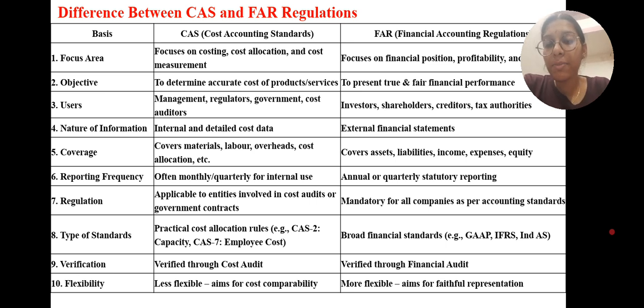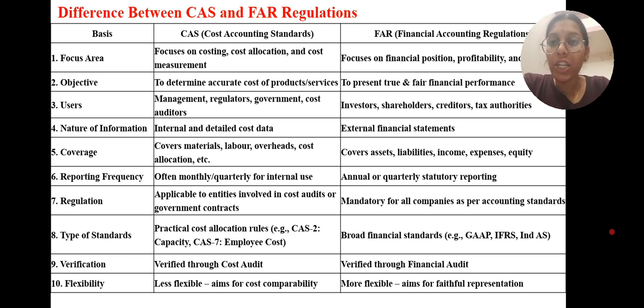CAS is verified by a cost accountant. A cost accountant will verify the cost accounting standard, and FAR is verified through a financial audit. As for the type of standard in CAS, we define standards like CAS 1, 2, 3, 4, 5, 6, 7, 8. Each standard is for one particular thing. Like CAS 2 is for capacity of the goods, CAS 7 is for employee cost. Like that, each standard is for a particular expense made by the company.